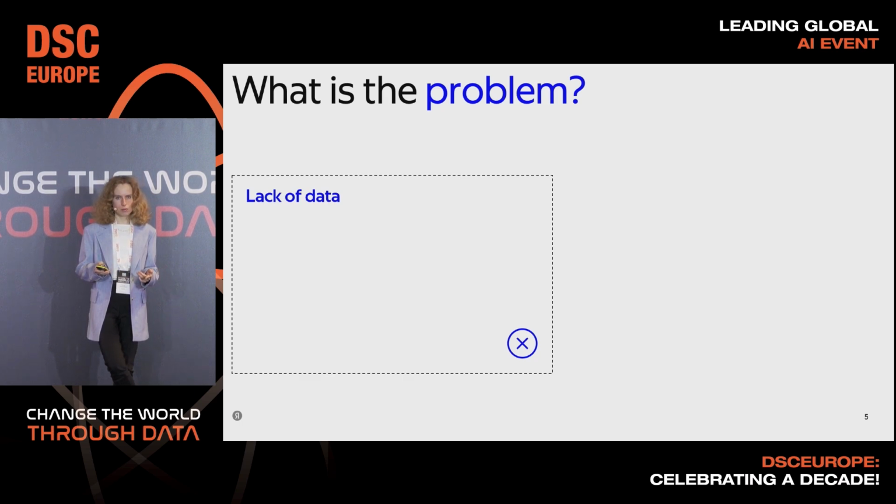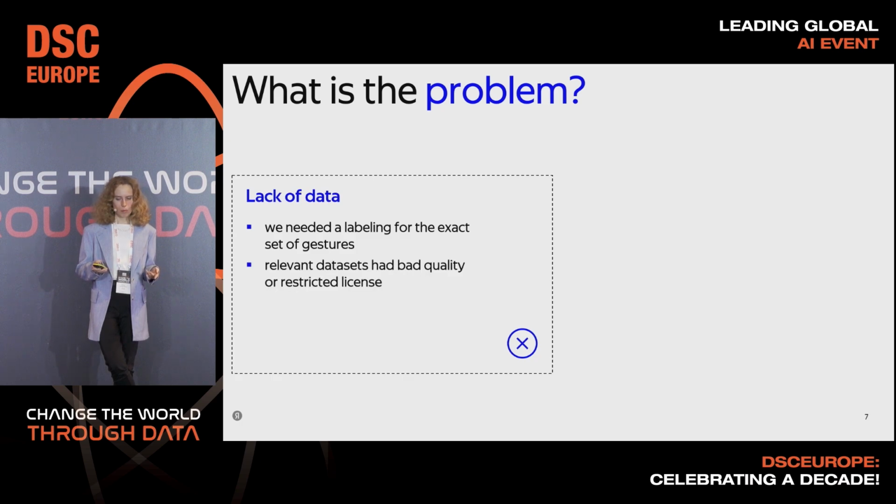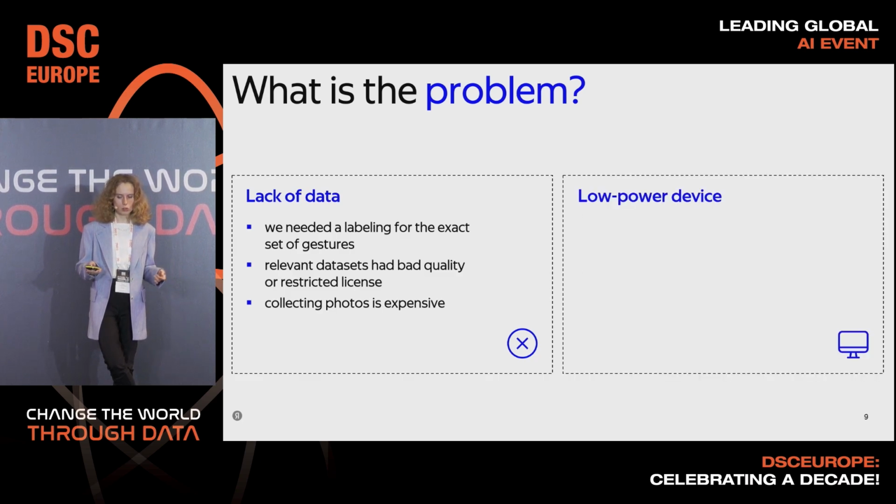But I think the obvious problem for every machine learning task is lack of data. And we needed labeling for the exact set of gestures in our task. But all the relevant datasets had bad quality or restricted license. Also, collecting photos by ourselves was too expensive, and the lack of data was a real problem for us.